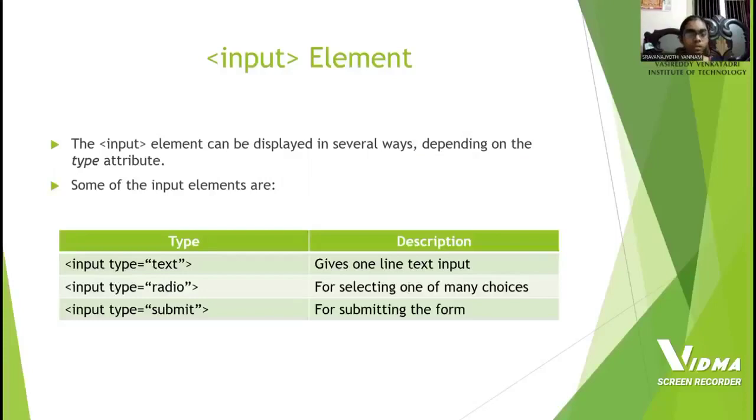The input element. The input element can be displayed in several ways depending on the type attribute. If the input type is text, it gives a one-line text input. The input type radio is used for selecting one of the many choices. If the input type is submit, it is used for submitting the form.